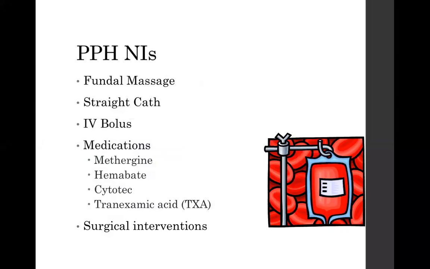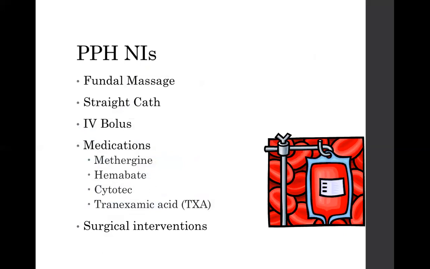We're going to administer some medications. We're going to look at Methergin, Hemabate, Cytotec, and the newest medication we're utilizing is tranexamic acid. Methergin we give as an IM shot. It's given in the thigh typically. However, it cannot be given to any hypertensive mother because it's going to increase her blood pressure.